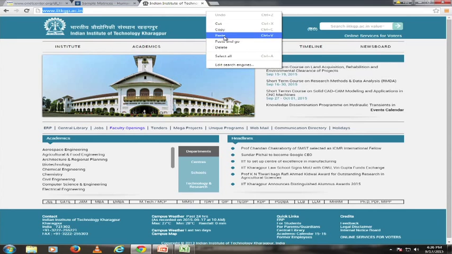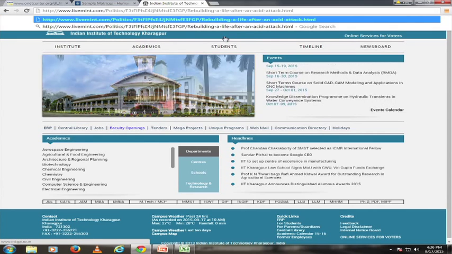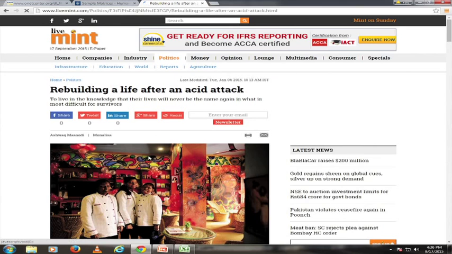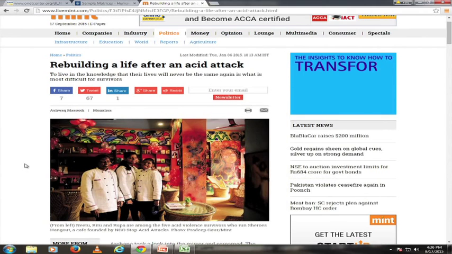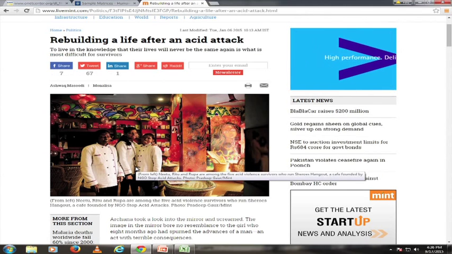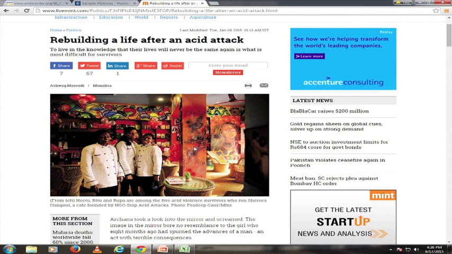I have to show you this to highlight the importance of organizations like these. There is a cafe in Agra called Sheroes, Women Heroes, and this cafe hires women who are victims of acid attacks. The people working in this cafe only take in women who have been victims of acid attacks. What a wonderful way of integrating people back into society.